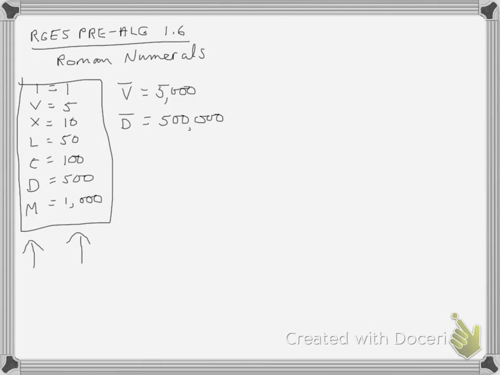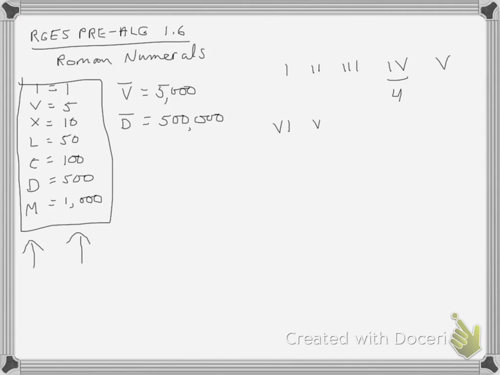I think the easiest way to illustrate it is to just go ahead and do some counting. 1, 2, 3. When I get to 4, I cannot repeat more than 3 symbols. So now I need to think of one less than 5. Put the 1 before the 5 and it represents subtraction. So this is the symbol for 4. And the symbol for 5 is simply the V.